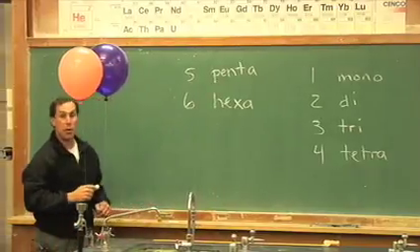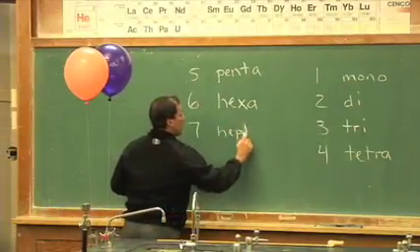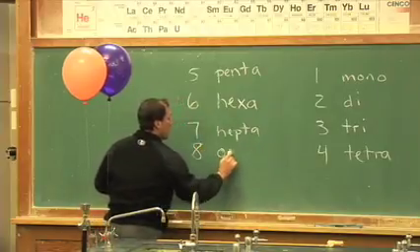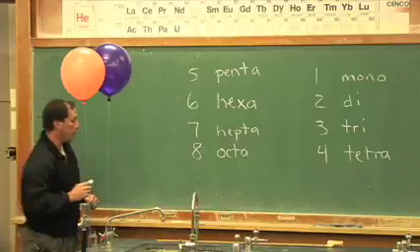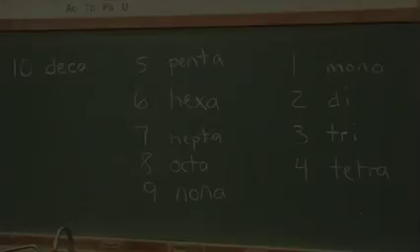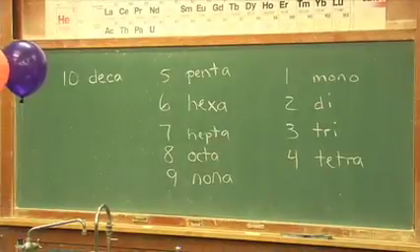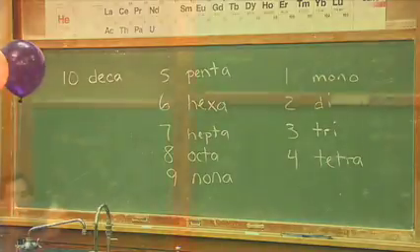If you're interested in knowing more, have a look real quick. 7 happens to be called hepta. 8, as in octane, gasoline, octa. 9 is nona. And 10 is deca, like a decade. I brought in a bottle of methanol.